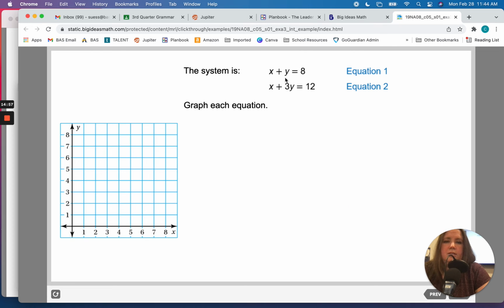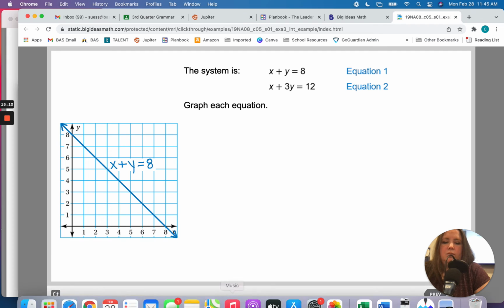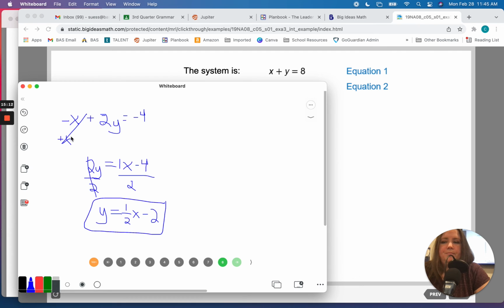All right, so first you would need to put these in slope-intercept form. Okay, so how would I get this first one in slope-intercept form? Subtract x from both sides, and you're going to get y equals negative. I hate that they don't do that. All right, so we're going to do it here.